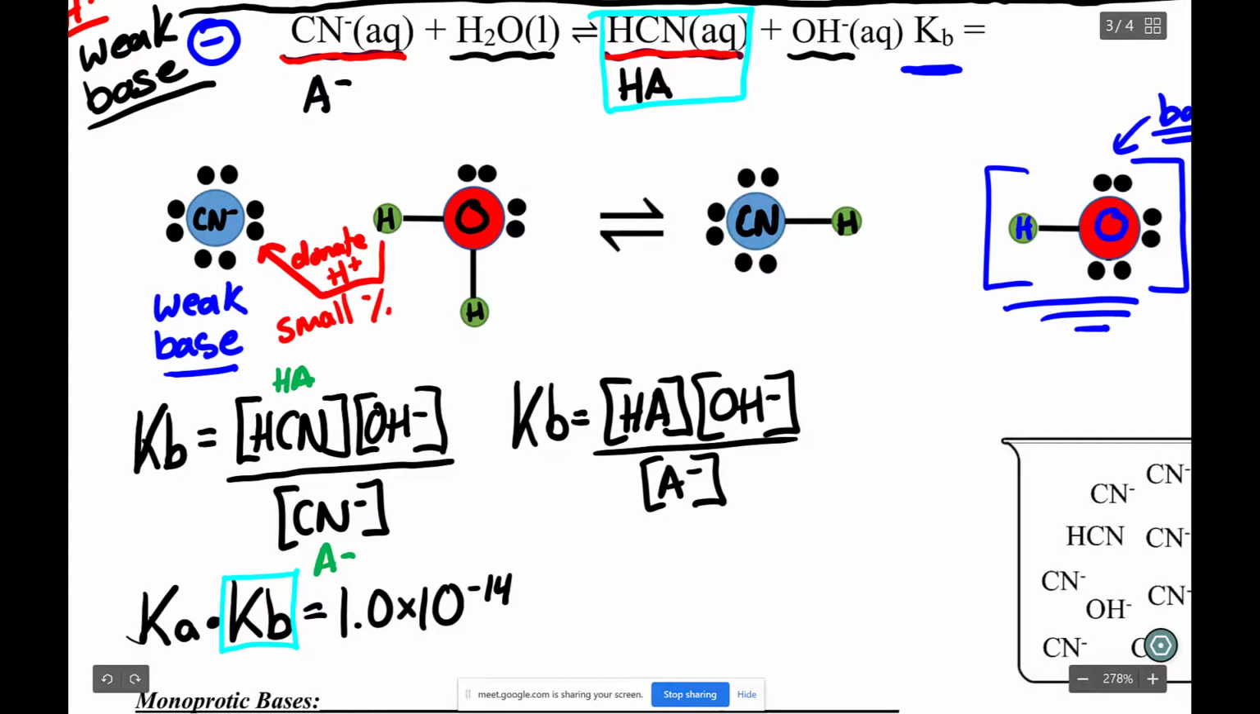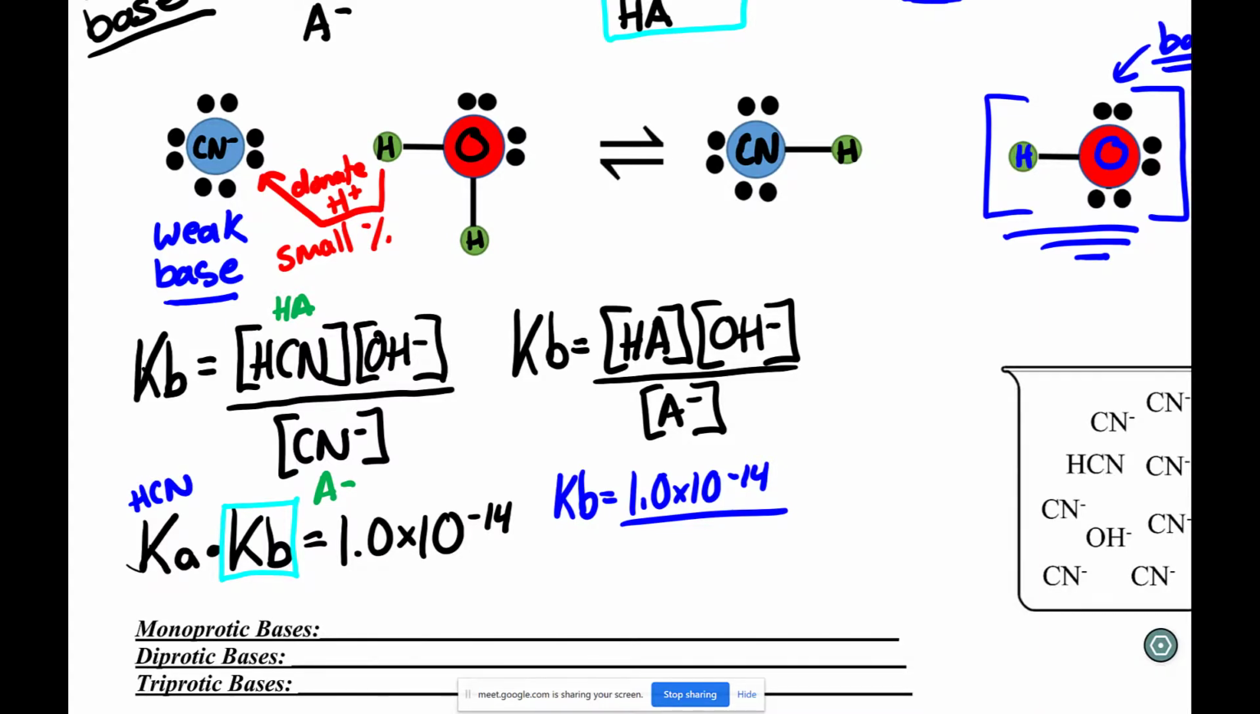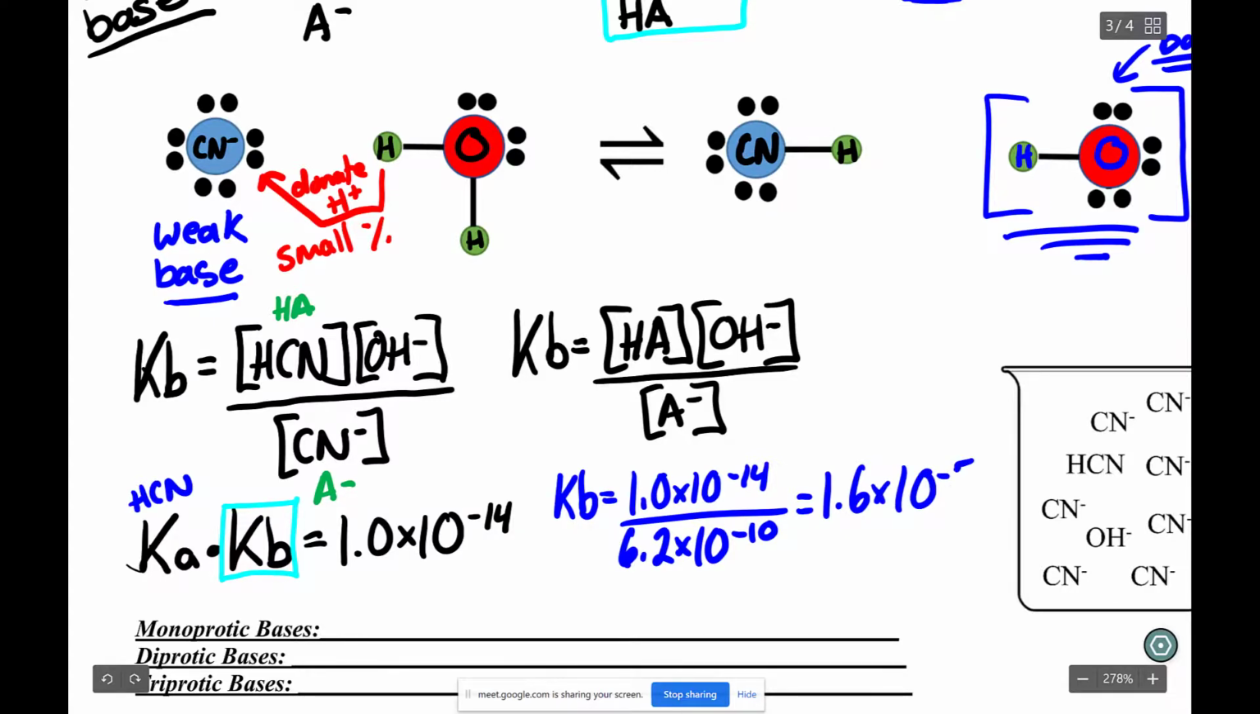So what I can do is rearrange the equation for Kb, which would be Kb is equal to 1.0 times 10 to the negative 14, and then I can look up the Ka for HCN. Now the Ka for HCN is 6.2 times 10 to the negative 10. And if you put that in your calculator, you get 1.6 times 10 to the negative 5.